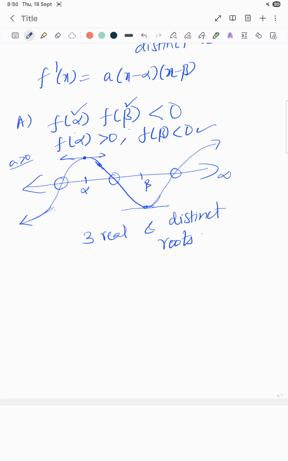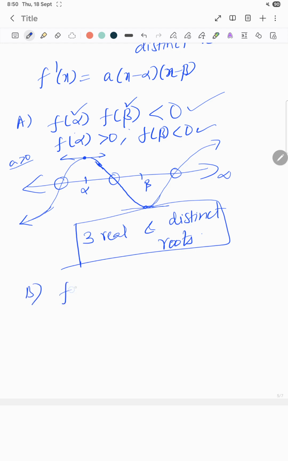Even if you take f of beta greater than 0 and f of alpha less than 0, you may get the same condition. You will get the same condition. This is one: when f of alpha and f of beta are less than 0, there are 3 real and distinct roots.